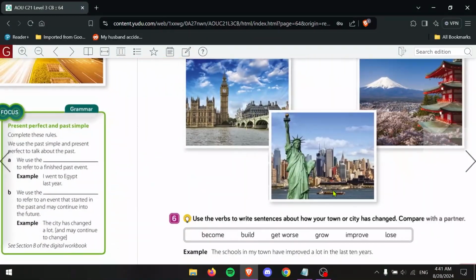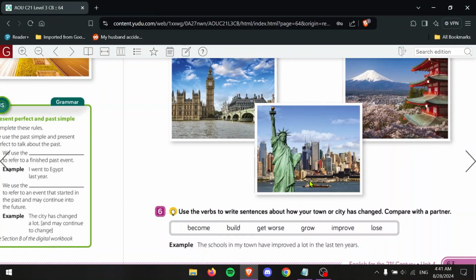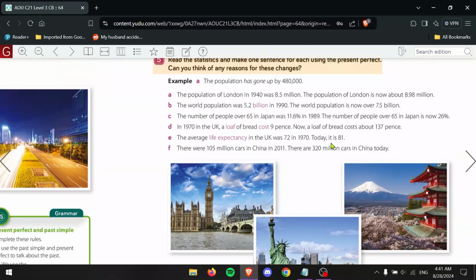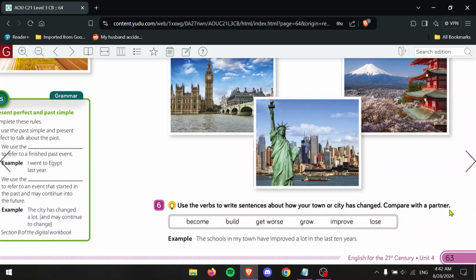Okay. If you guys are in pairs, or if you're alone, it doesn't really matter, but in pairs would be a little better. So if you're in class, what I would like you to do is take a look at some of the words here. We have become, build, get worse, grow, improve, and lose. These are all verbs. I would like you to talk about your own town or city, wherever you're living, and use these verbs to write some sentences similar to the ones that we saw in the previous exercise. You can use some examples from the previous exercise, but obviously change the information so that it actually matches your specific city. And if you're in pairs, compare it with a partner.